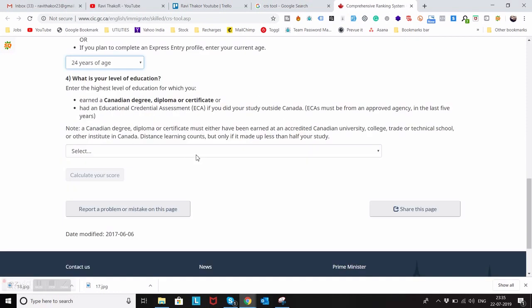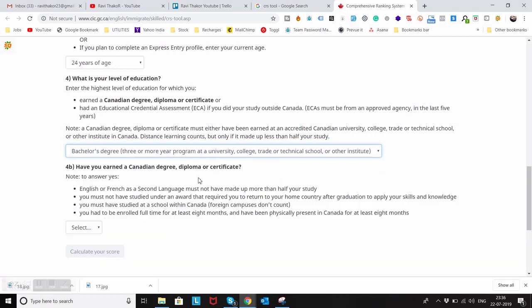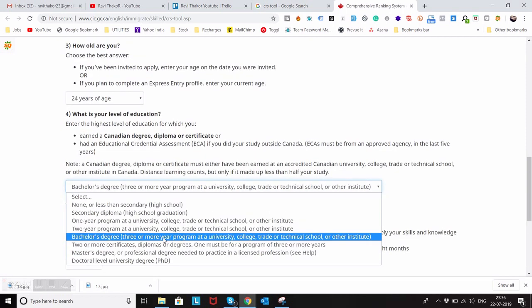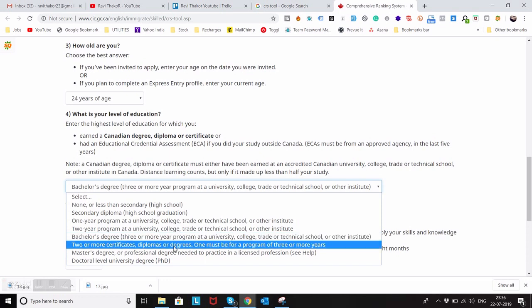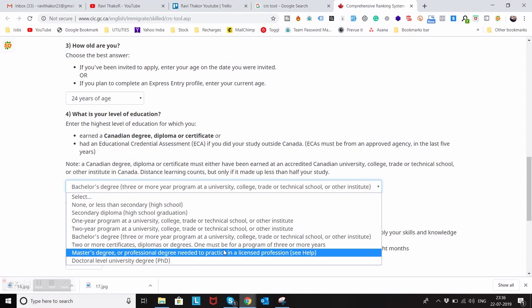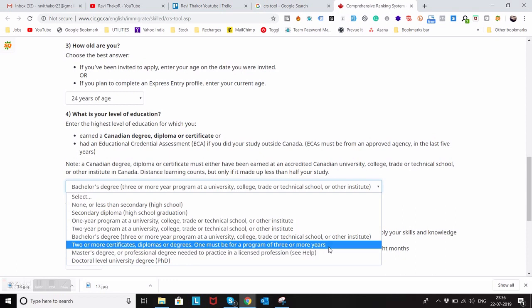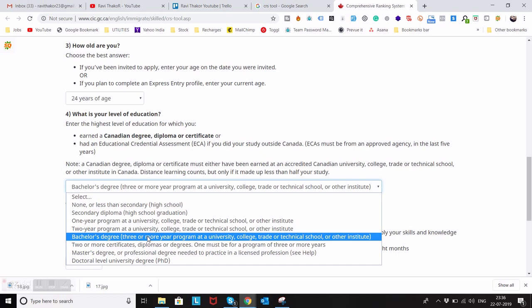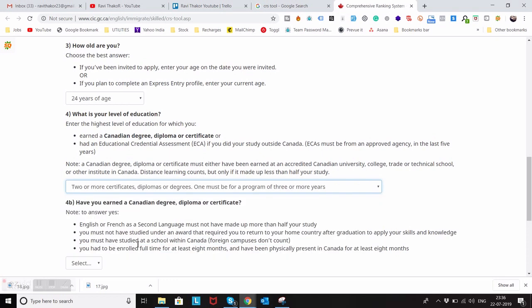What is your level of education? We'll add here 2 or more certificates. Now here is where some people get confused. If you have a Canadian degree, if you have done 1 or 2 years of program in Canada and you also have a bachelor's from India or from your home country, then you need to select 2 or more certificates. It is also mentioned that one must be for a program of 3 years or more. So it's okay if you have a 3-year commerce degree or a 4-year engineering degree. You need to select this one instead of bachelor's degree, which says 3 or more year program at university, college, trade or technical school. So I'll select this one.